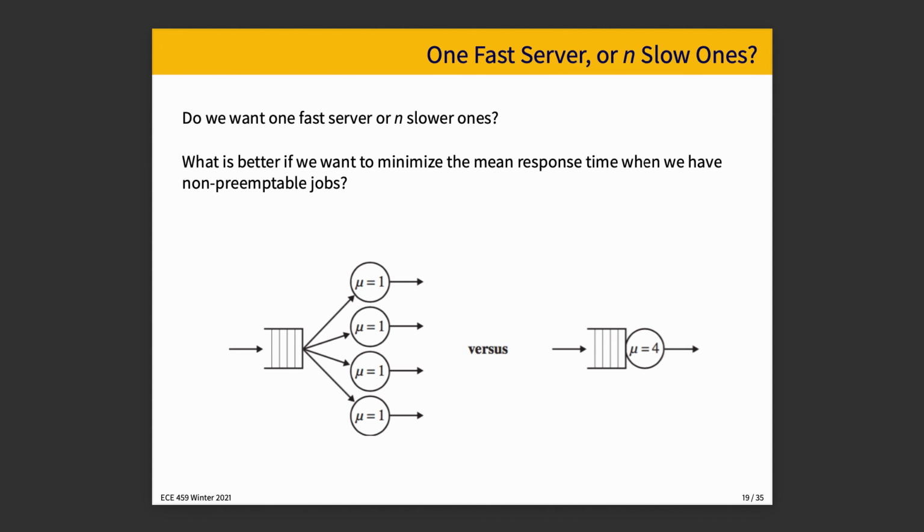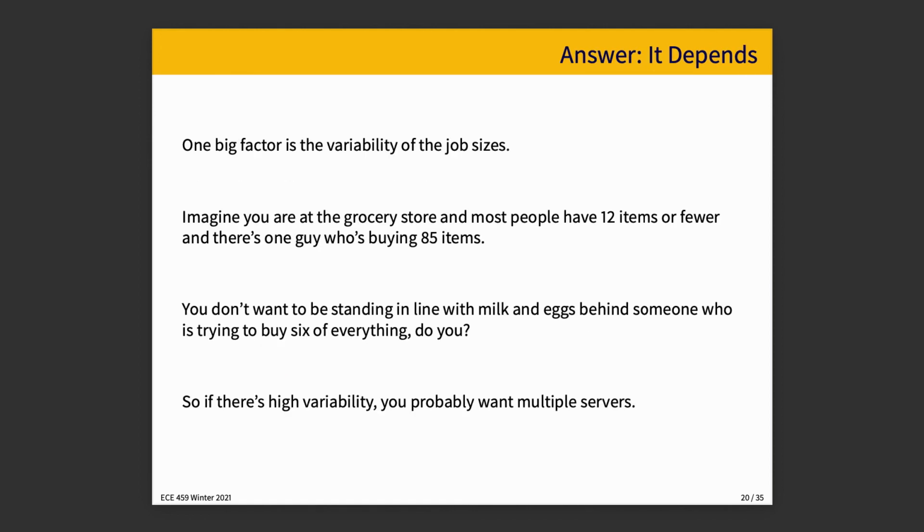Let's say that. Now, what's better if we want to optimize the mean response time when we have non-preemptible jobs? That is to say, once a job has been started, it has to run to completion and cannot be interrupted. The answer is, it depends. A big factor is, what is the variability of job sizes?